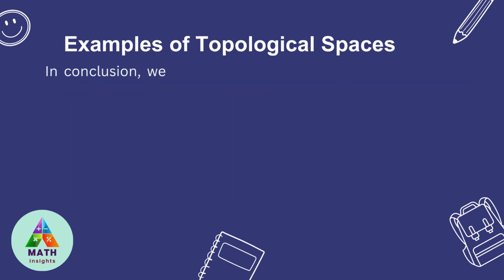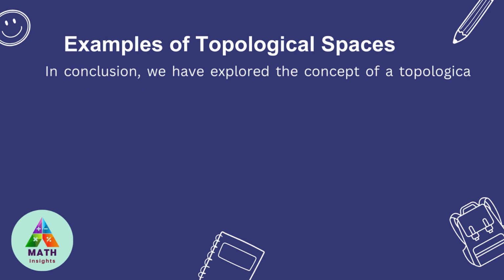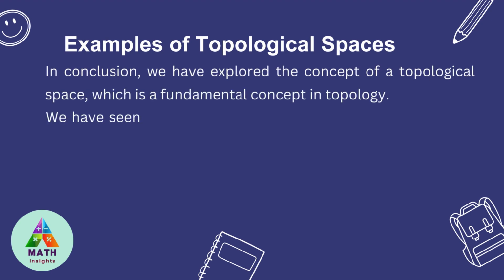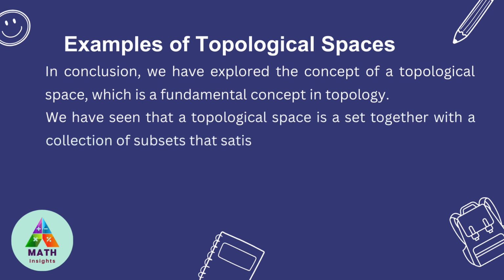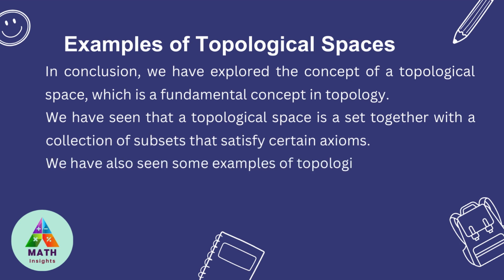In conclusion, we have explored the concept of a topological space, which is a fundamental concept in topology. We have seen that a topological space is a set together with a collection of subsets that satisfy certain axioms. We have also seen some examples of topological spaces.